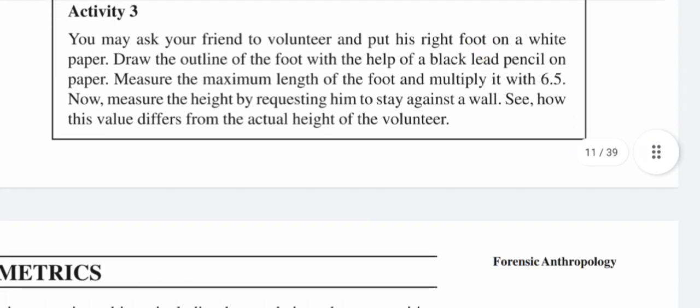Activity 3. You may ask your friend to volunteer and put his right foot on a white paper. Draw the outline of the foot with the help of a black lead pencil on the paper. Measure the maximum length of the foot and multiply it by 6.5. Now measure the height by requesting him to stand against a wall. See how this value differs from the actual height of the volunteer.